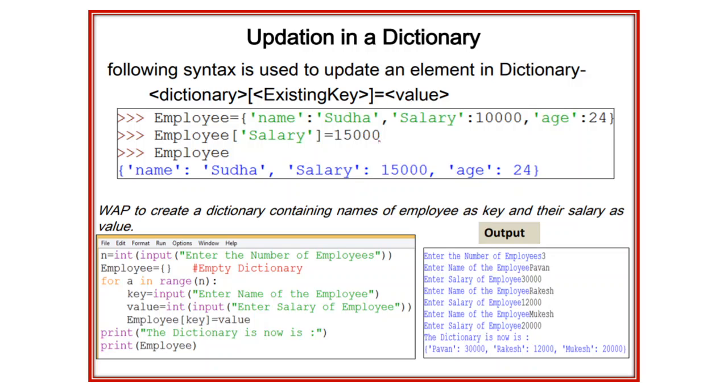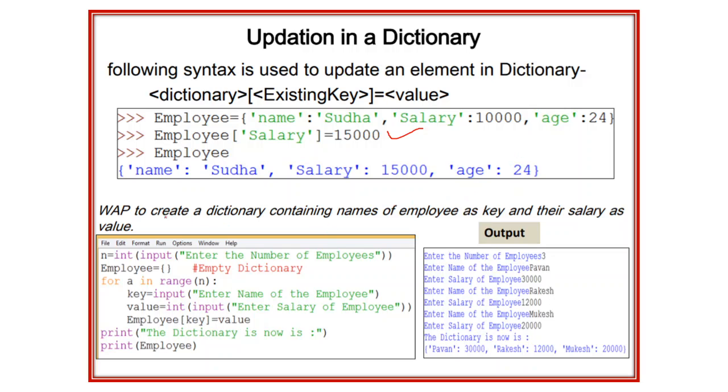Updation of a dictionary. How can a dictionary be updated? The value of the dictionary can be updated like this. If I want to update the salary key with value 15,000, I can assign employee of salary is equal to 15,000. Then after printing you can see the dictionary in this way.